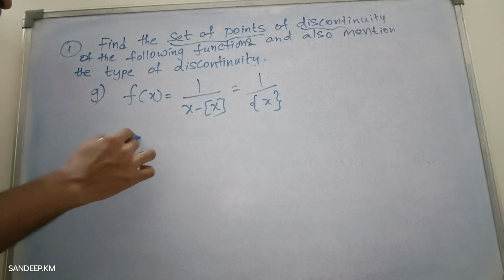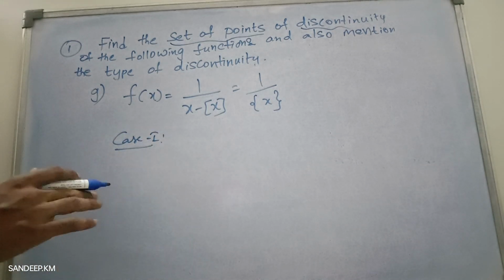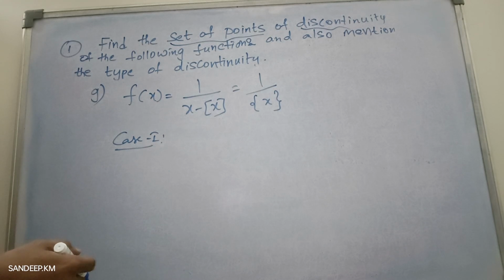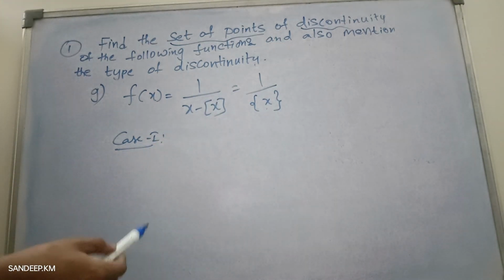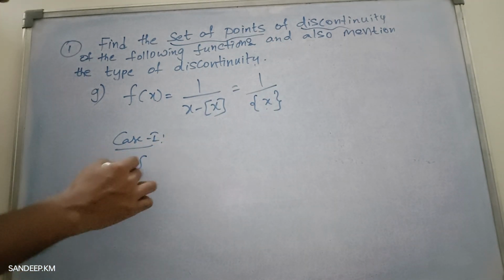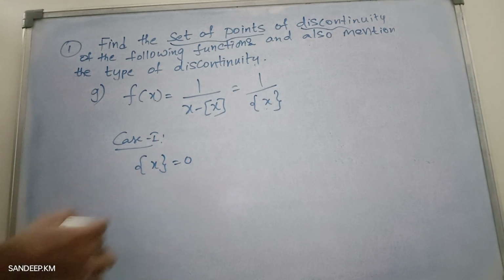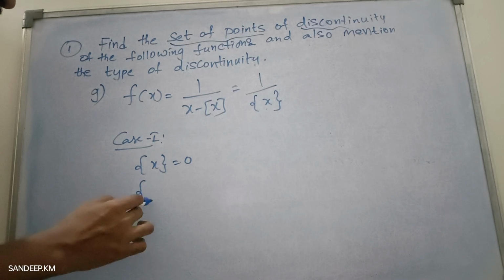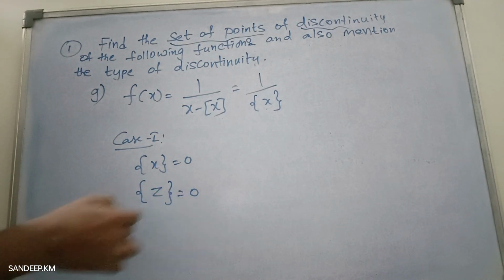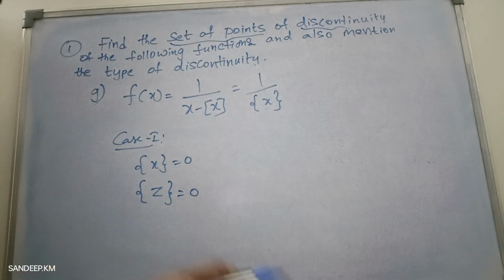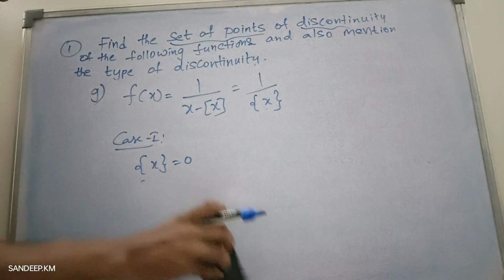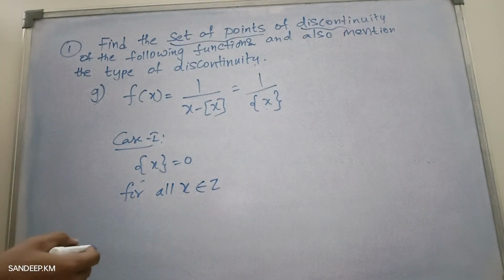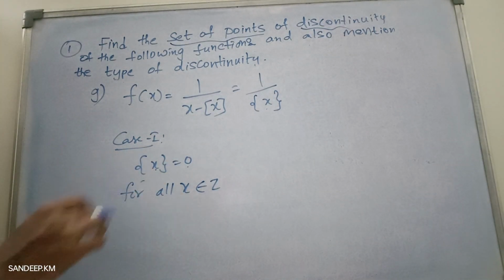Case 1, denominator should not be 0, because if the denominator is 0, the function is not defined. So let us try to find the values of x for which the denominator is 0. So the fractional part is 0. When is the fractional part 0? For all integers, the fractional part of any integer is 0 only, right? So what is the meaning of it, dear students? So for all x belongs to Z, that means for all integers, the denominator is equal to 0.